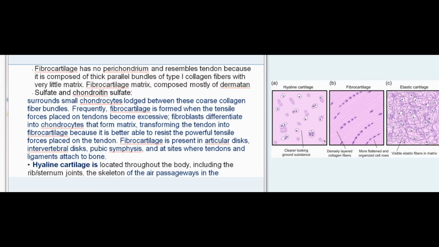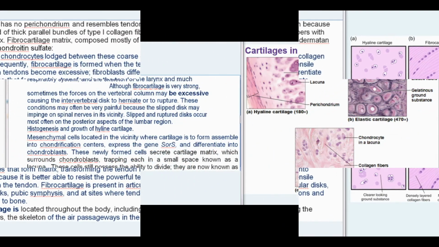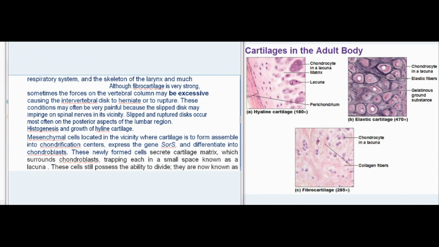Fibrocartilage is present in articular discs, intervertebral discs, pubic symphysis, and at sites where tendons and ligaments attach to bone. Hyaline cartilage is located throughout the body, including the rib/sternum joints, the skeleton of the air passageways in the respiratory system, and the skeleton of the larynx and more.